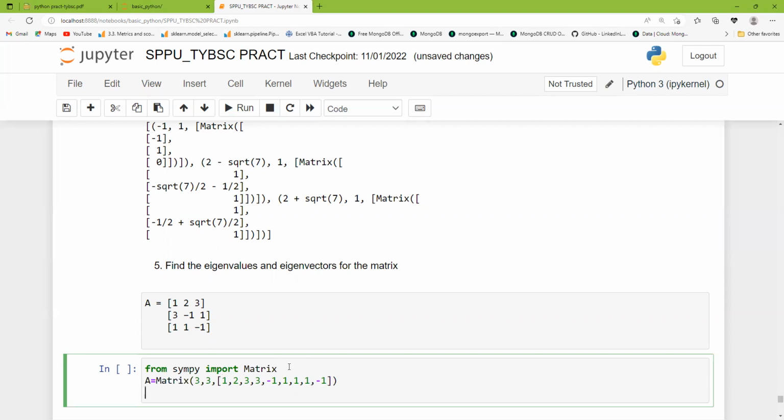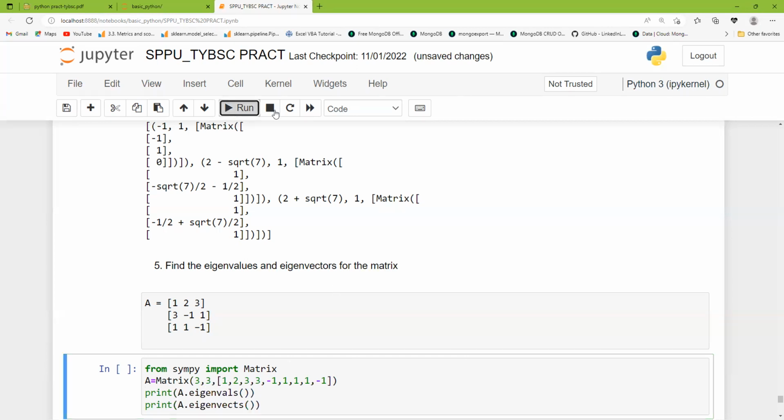Now what do I want? I want eigenvalues and eigenvectors. So I will print a dot eigenvalues. And next, I will print a dot eigenvectors. So with these eigenvalues and eigenvectors functions, I will get the eigenvalues and eigenvectors of the matrix.